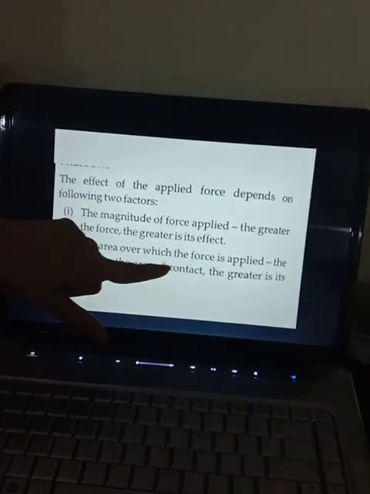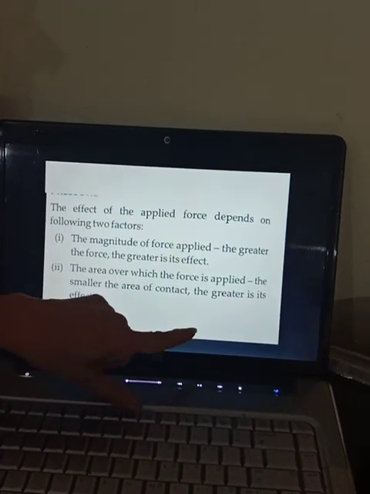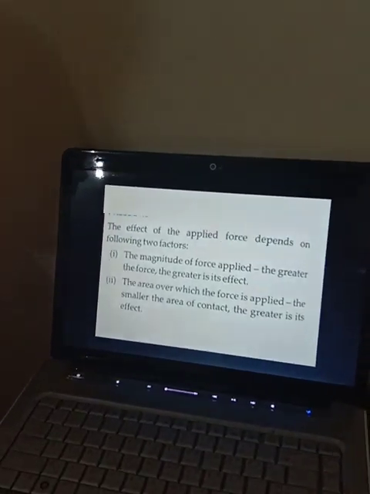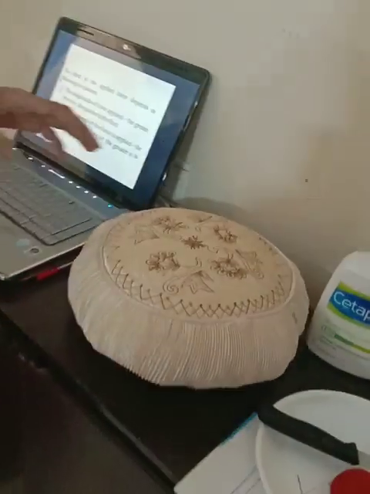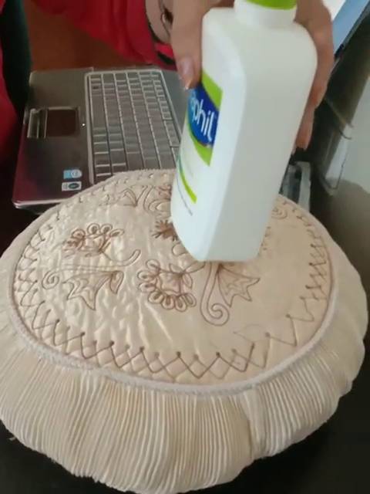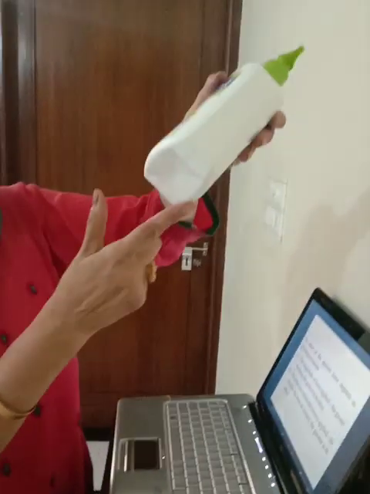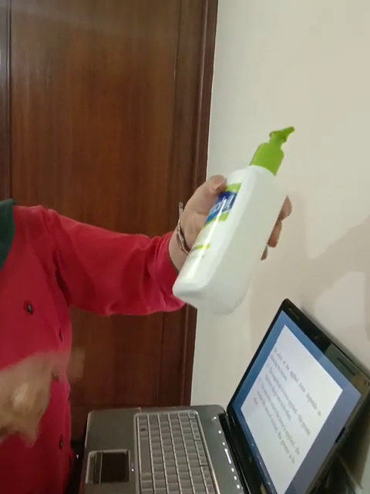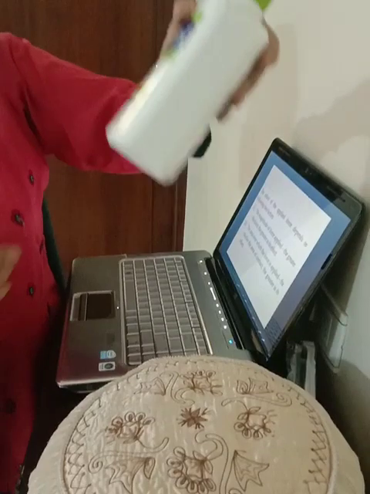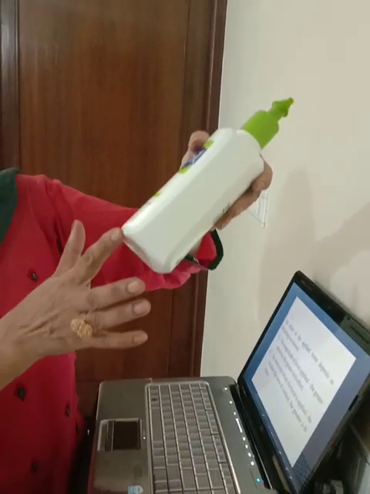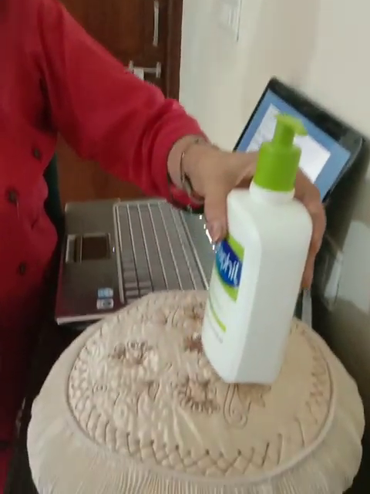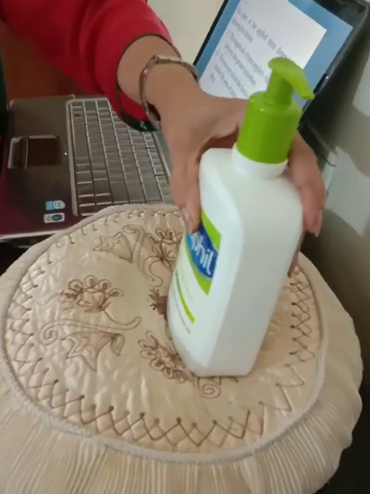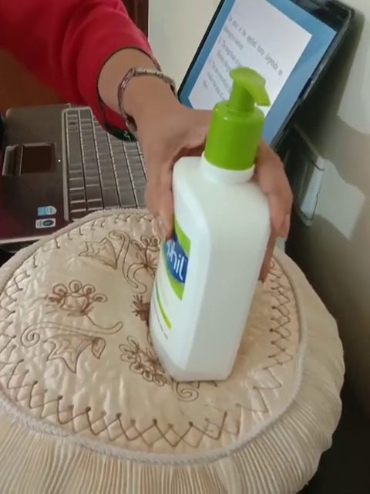Now the second factor I told you is the area of contact. Now let us see how area affects it. See here, when I put the bottle vertically on the cushion, this much is the area in contact. And see what is the effect. The cushion sinks this much.